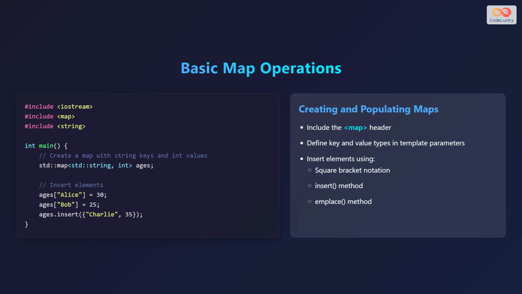Let's look at how to create and populate maps. You must first include the map header, denoted as less than map greater than. Next, you define the key and value types in the template parameters, as shown in the previous code example. To insert elements, you can use the square bracket notation, the insert method, or the emplace method.